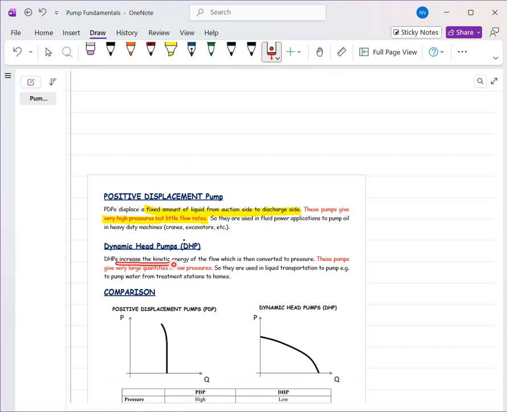Now the second is the dynamic head pumps. In these, the increase in kinetic energy of the fluid flow is converted to pressure. Basically it converts the kinetic energy to pressure energy, and these pumps handle a very large quantity at low pressure, right? They operate on the principle of raising the pressure of the liquid by its dynamic action. The dynamic action of liquid is carried by a revolving wheel which has curved vanes on it. This wheel is known as the impeller, right?